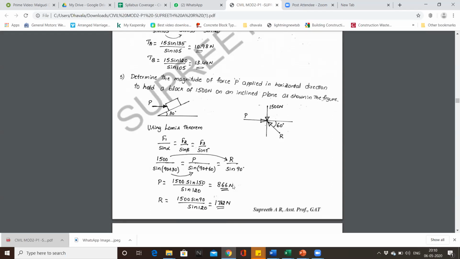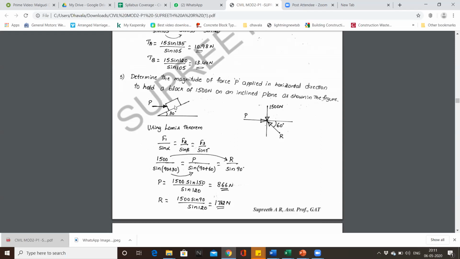Here we have: determine the magnitude of force P applied in horizontal direction to hold a block of 1500 newton on an inclined plane as shown in the figure. The problem statement is very simple. We have a horizontal surface and an inclined surface at 30°. A block is kept on this inclined surface and a force P is applied over here. How do we solve this problem?